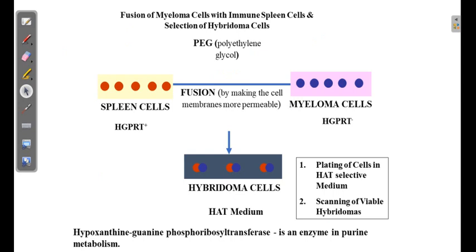And contrary to that, to differentiate between them, the other part of the hybridoma cell, that is the myeloma cell, requires to be HGPRT negative. That means these cells don't have the ability to synthesize the HGPRT enzyme on their own.